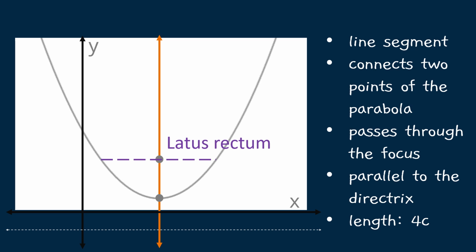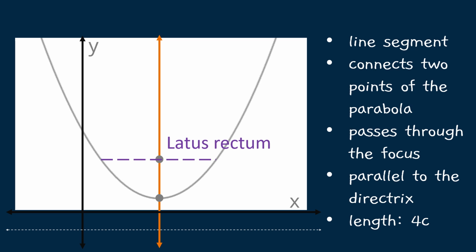Aside from this commonly known property, the latus rectum also dictates how wide or narrow your parabola is. If the length of the latus rectum is larger or longer, your parabola becomes wider. And if it is shorter, the parabola becomes narrower.